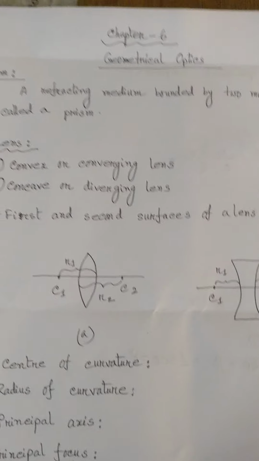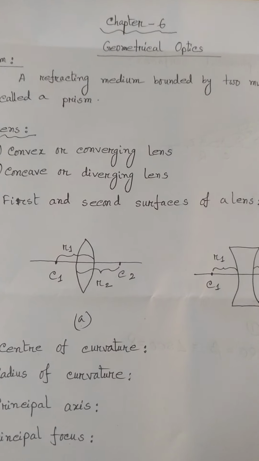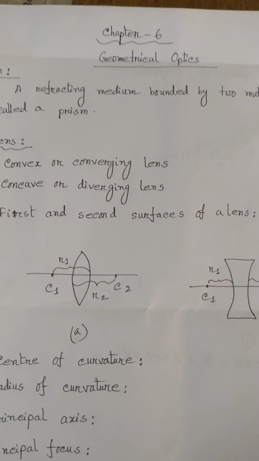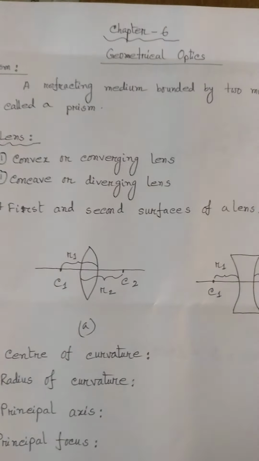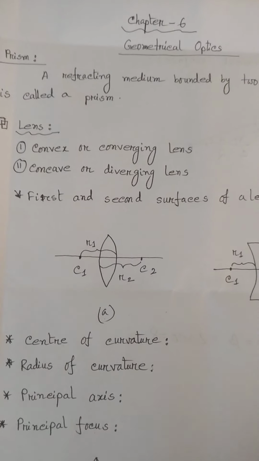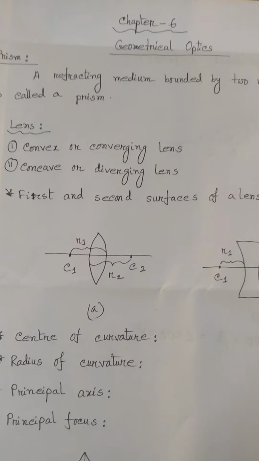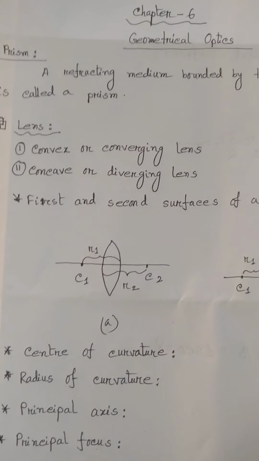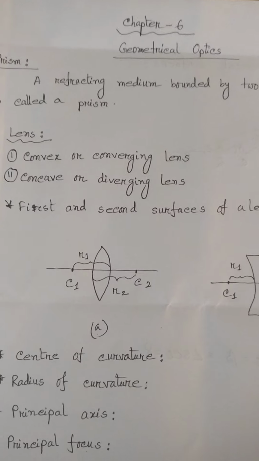Today I will discuss chapter 6, geometrical optics. In my last lecture I discussed the prism and the equation of the prism. The part on prism is finished. Today I will start lens, the second part of this chapter. First, what is a lens? You know what a lens is, you read it in class 9 and 10.